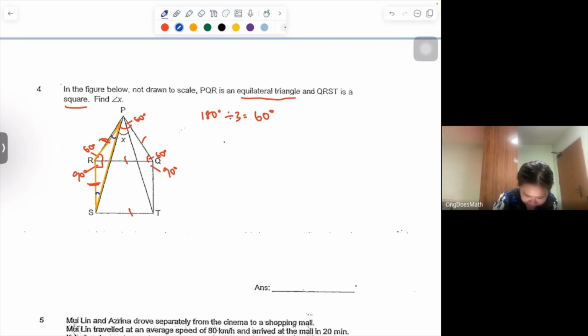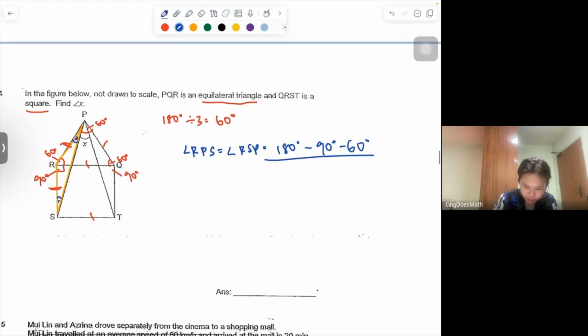So you can go and find angle RPS, which is also equal to angle RSP. And that's just 180 degrees, angle sum in the triangle, minus 90, minus 60 degrees, then the whole thing divided by 2. So you should get 30 degrees divided by 2, which is just 15 degrees. So the blue angle over here is 15 degrees, 15 degrees.